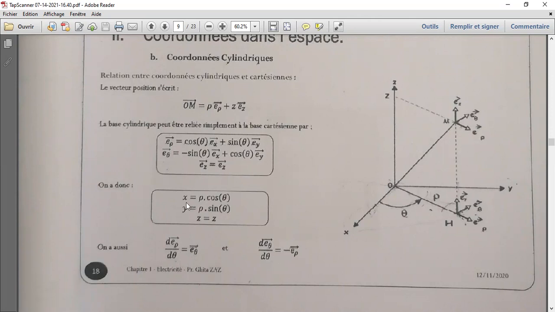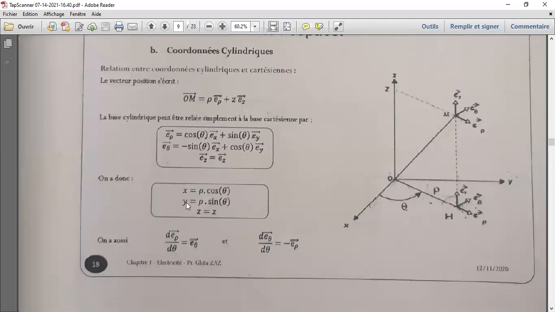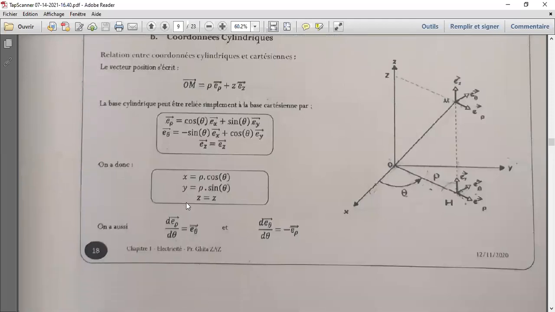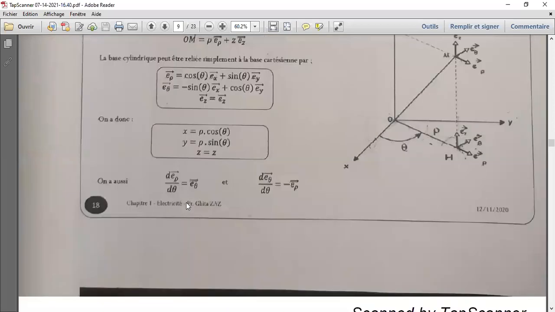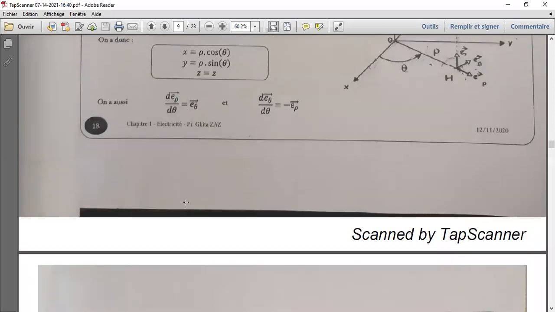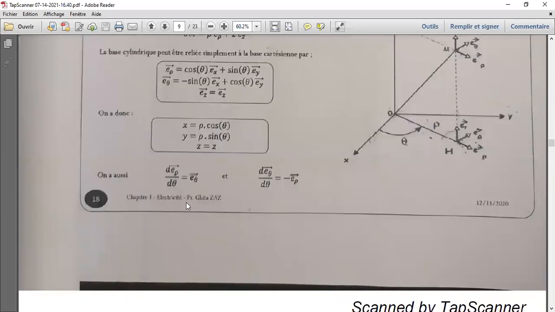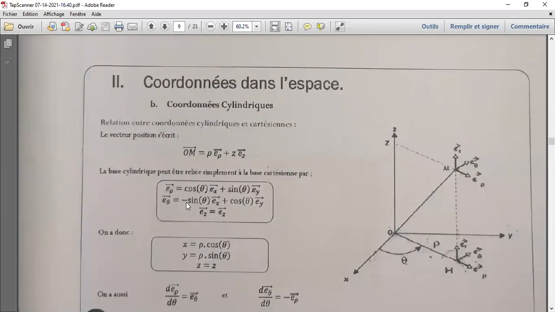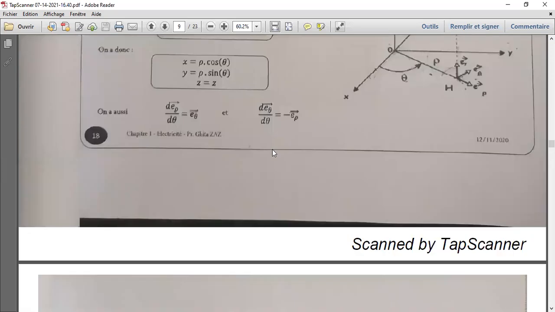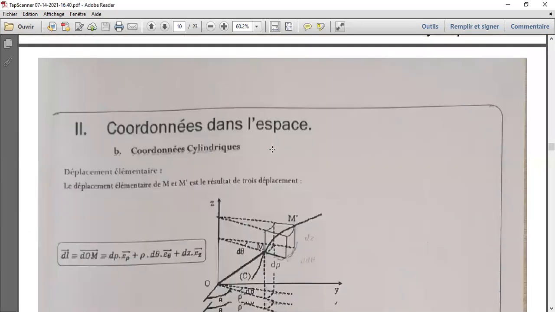You have to know it. Here, we don't need to waste a lot of time because this is not really important. You just have to have an idea. I don't know if there's any question here. Is there any question? If there's no question, we're going to go to cylindrical coordinates.